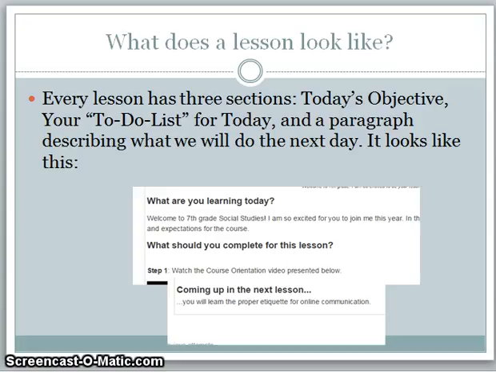We are at what a lesson looks like, one of the daily things you have to accomplish. Something very important: each lesson has 3 parts: an objective, a to-do list, and a paragraph telling you about what's coming up next. I call that the coming up. It's going to look like this. What are you learning today? What should you complete? And coming up. I try to be descriptive. I try to let you know exactly what we're talking about.